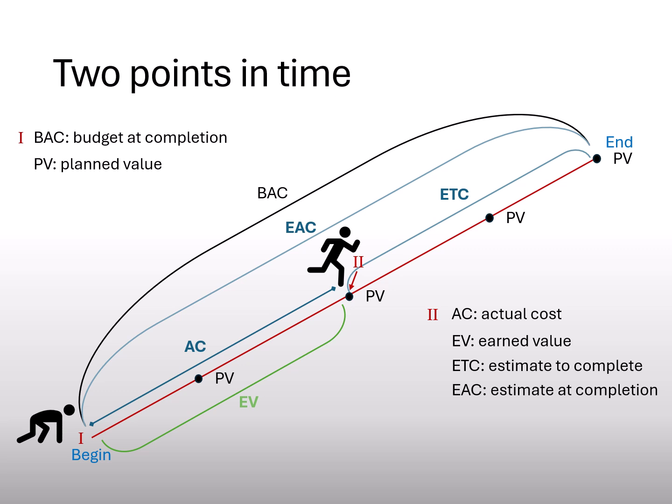And now, considering that I had an original estimate of the budget at the beginning, and now I have a new estimate, I can calculate the variation between these two, which is called variance at completion, VAC. So in summary, at the beginning I can compute the BAC and PV, and later AC, EV, ETC, EAC, and VAC. Please remember the moment in time when you compute these values, as you will use them later.